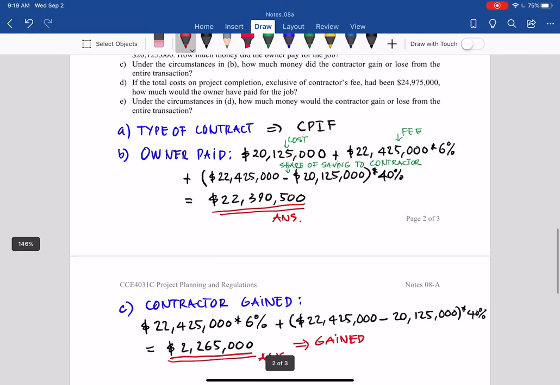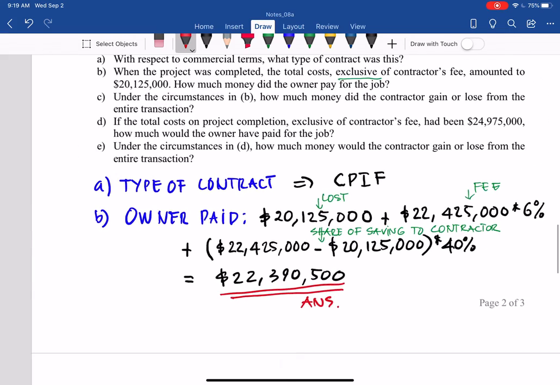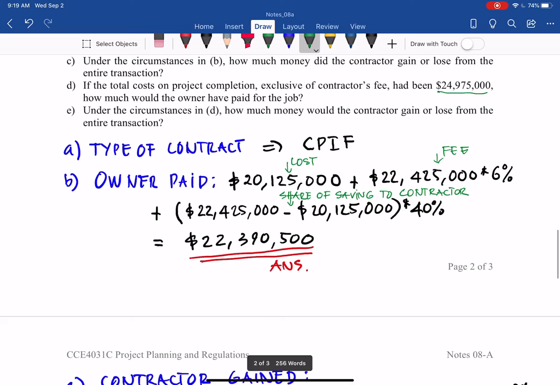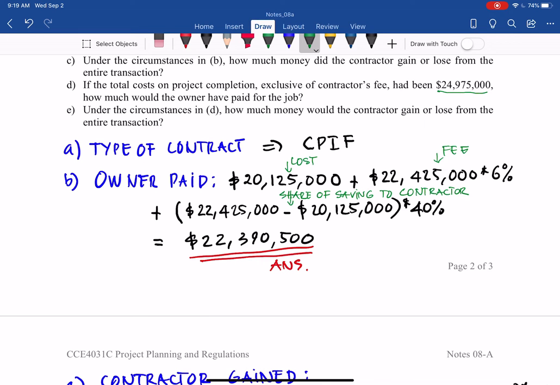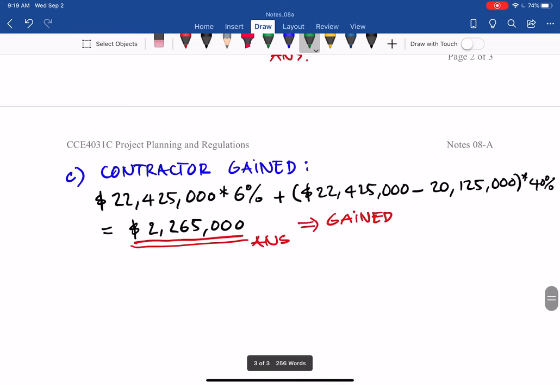Now go to the next scenario, D. If the total cost on project completion, inclusive of the contractor fees, had been 24,975,000, how much would the owner have paid for the job? In this case, the project is over budget. When it is over budget, that overrun has to be shared between the two parties, because this is CPIF, cost plus incentive fee. So scenario D, how much did the owner pay?